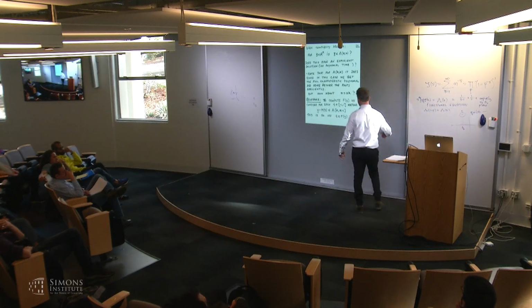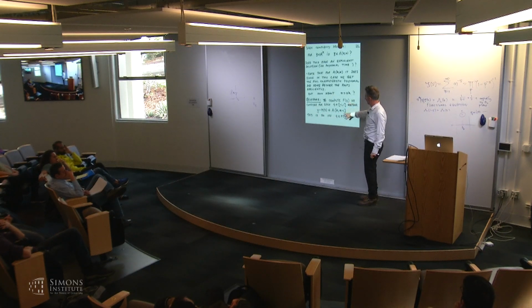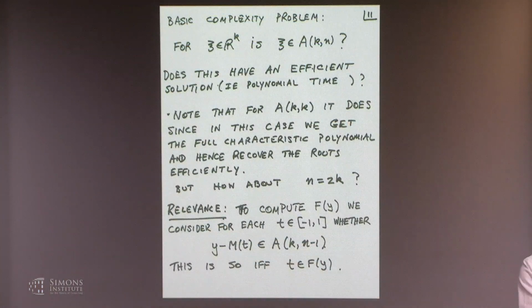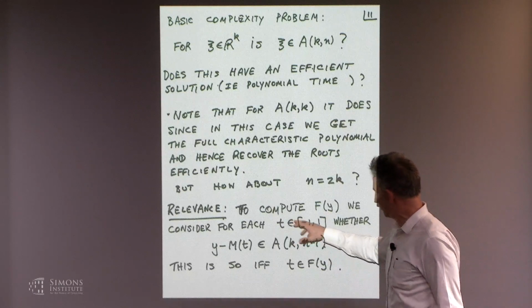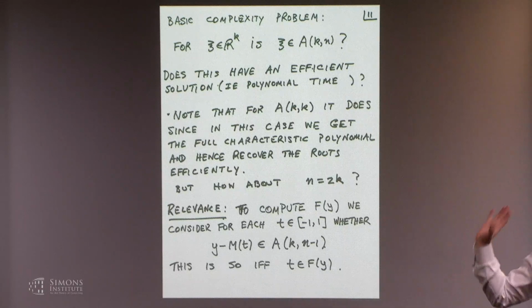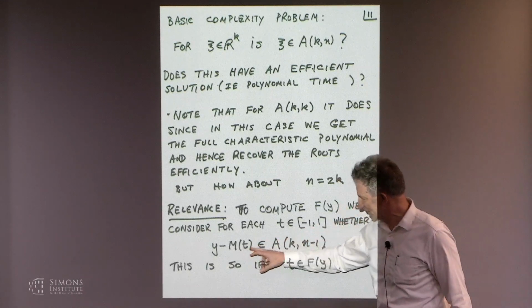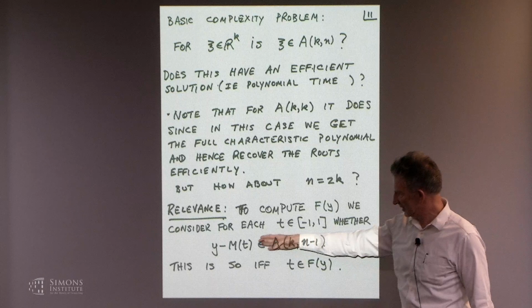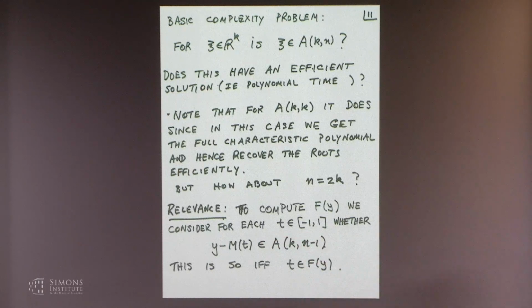All right, and why is this relevant? Suppose I want to compute f of y. Suppose I want to see is t, and I have this sum, and I'm saying is t forbidden, meaning there is no summand which has t as an eigenvalue. Then I just have to go through t between -1 and 1. You discretize. Rubinstein has this running beautifully. The things are a modulus of continuity, and things work very well. So you discretize. Don't worry about that. You take y minus m of t, and you ask, is this in a k n minus 1? If you know how to do that in polynomial time, then you'll quickly get the forbidden set instantly, or in polynomial time.